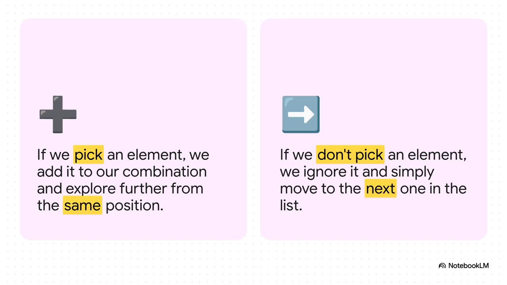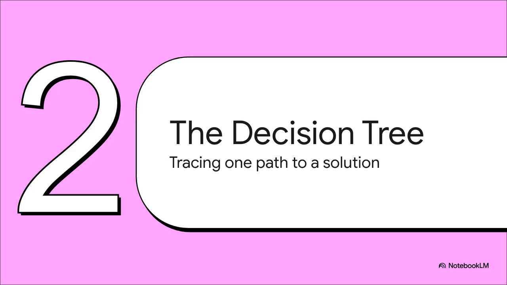So let's break down those two choices. If we go down the pick path, we add that number to our current combo, and, this is important, we stay on that same number to see if we want to pick it again. But if we go down the don't pick path, we just leave everything as is and move on to the next number in the list. By exploring both of these paths for every number, we end up building this massive decision tree that guarantees we find everything.